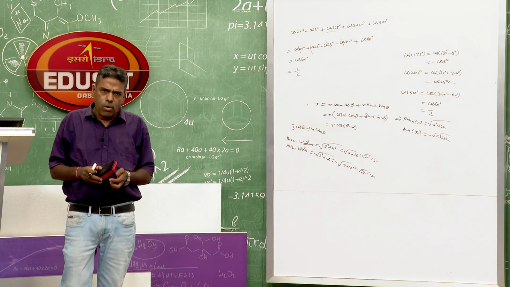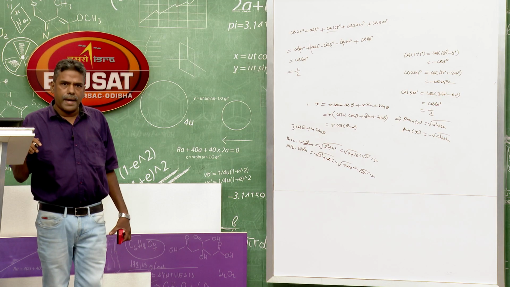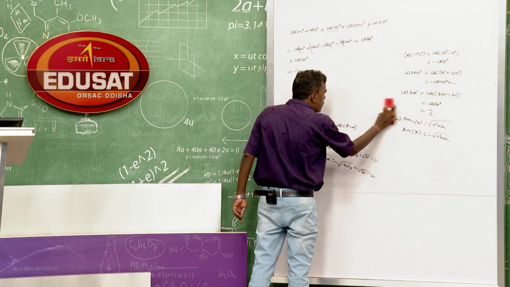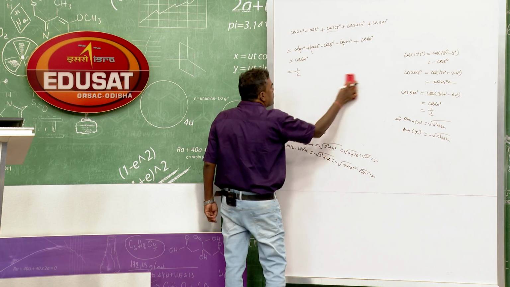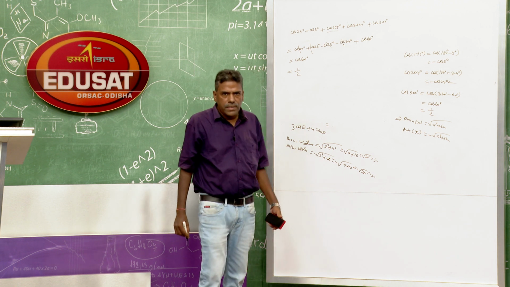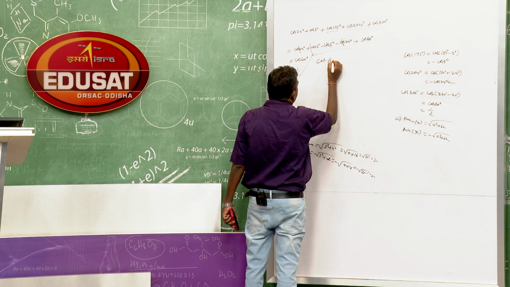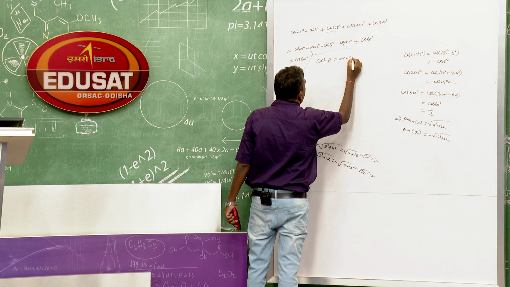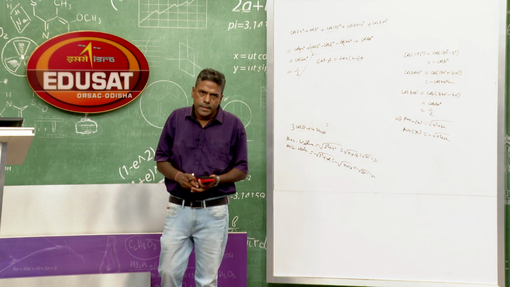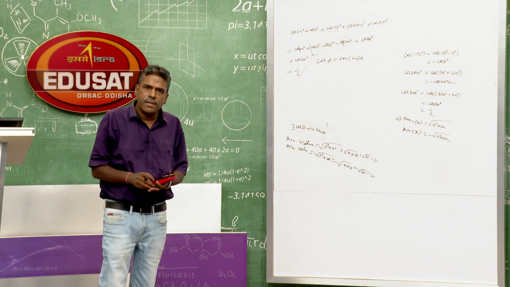Next example: if cot A is equal to tan of n minus 1 into A, then find the value of A. If cot A is equal to tan of n minus 1 into A, find the value of A.